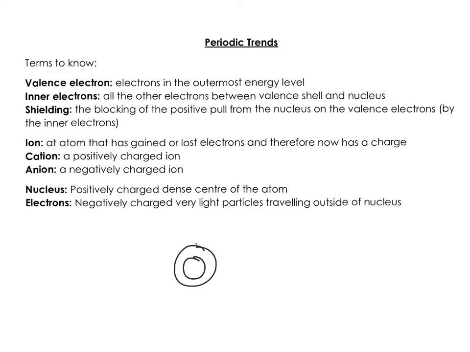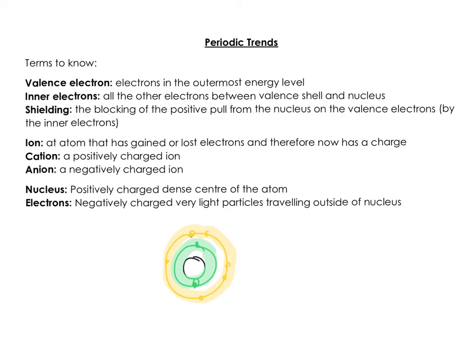So if you have a Bohr diagram, then these are your valence electrons, and these are your inner electrons.